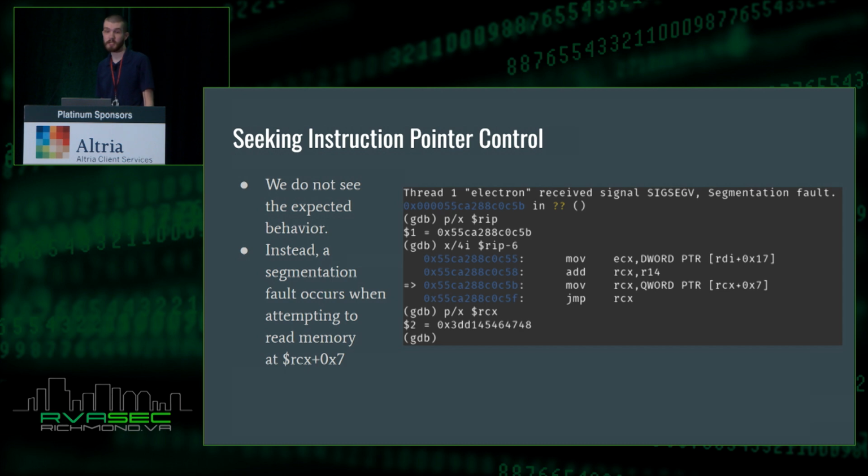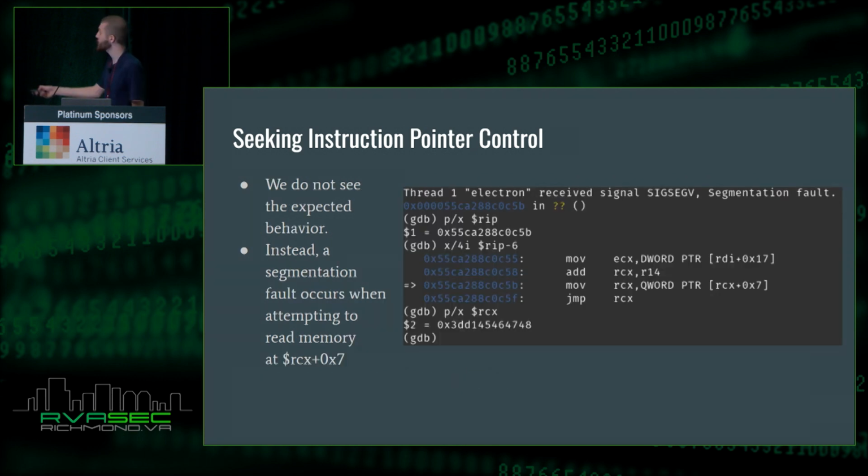In our case, it seg faults when trying to read memory at RCX plus 0x7. Our instruction pointer's low 32 bits are not what we want, but the low 32 bits of RCX are. And fascinatingly, there's a jump instruction right after where, if we are able to control what gets read here, then we can control the value of RCX. And if we can control the value of RCX, it's going to get jumped to, which is going to set the instruction pointer to RCX and lead to us having instruction pointer control.